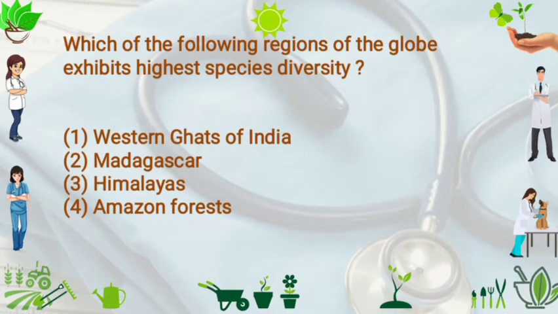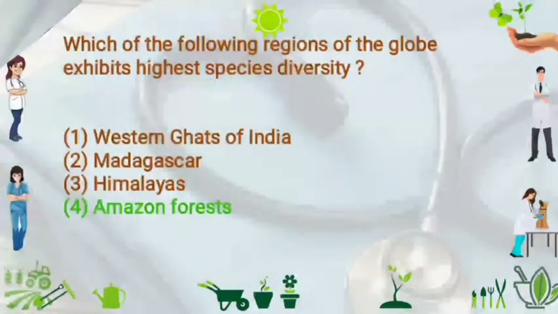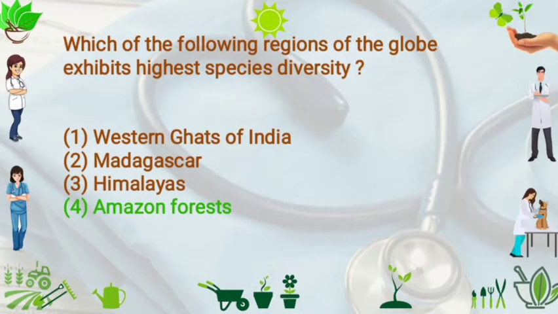Which of the following regions of the globe exhibits highest species diversity? Western Ghats of India, Madagascar, Himalayas, Amazon rainforest. The correct answer is Amazon rainforest.